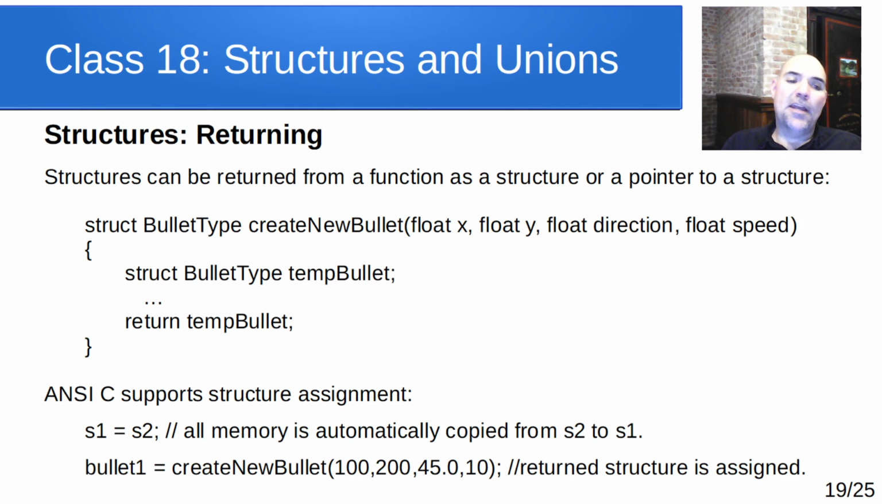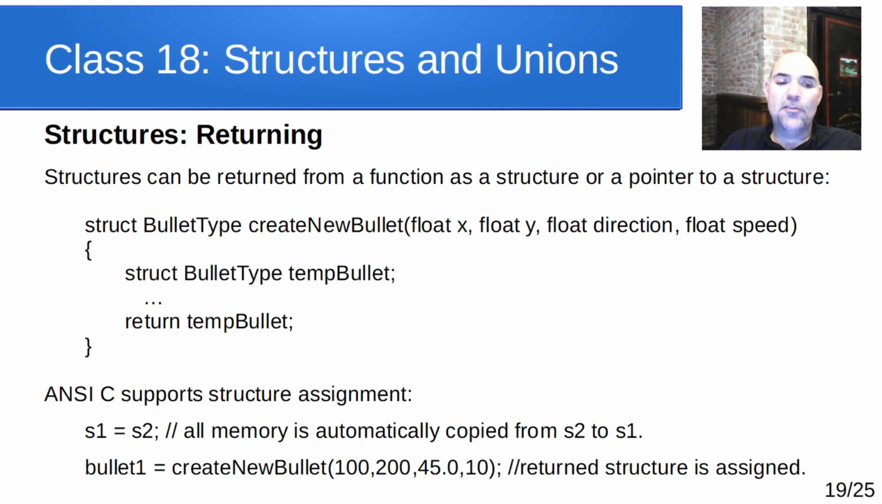Now we can use that in our code. In our main program, we'd have some structure to receive that. You say bullet, new bullet, whatever we call it, equal create new bullet, pass the stuff in, and that structure will now be assigned to the one that we assigned it to. And ANSI does support structure assignment.